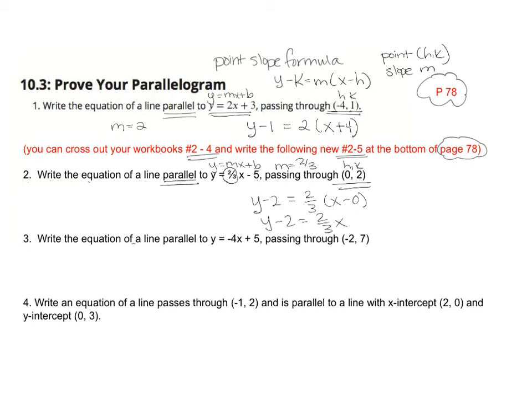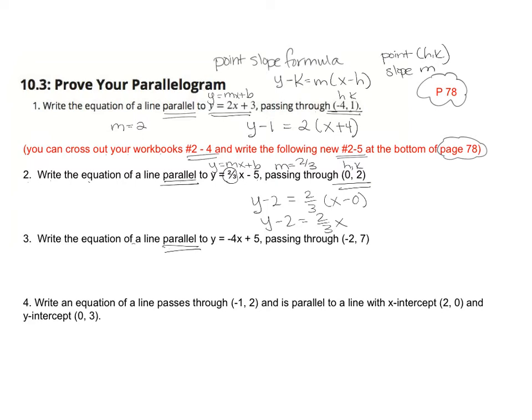So let's take a look at number 3. Please write this entire sentence down in your book on page 78. Write the equation of a line parallel to y equals negative 4x plus 5, passing through negative 2, 7.